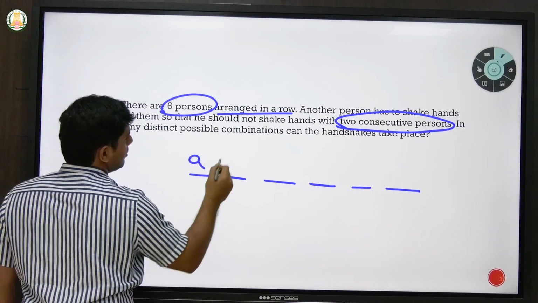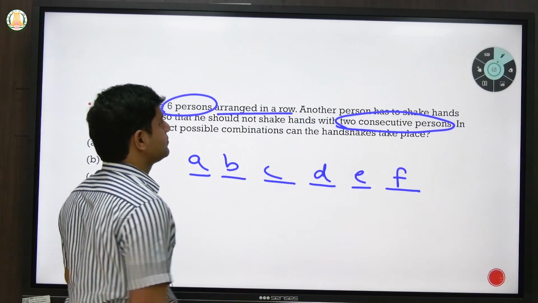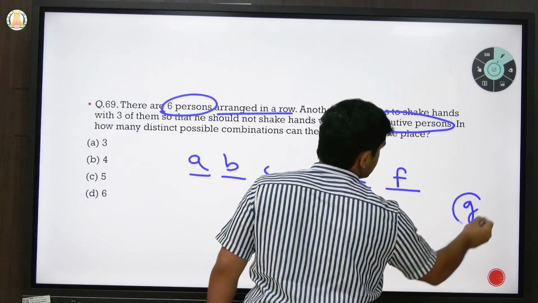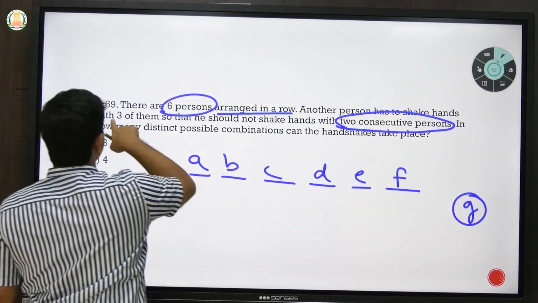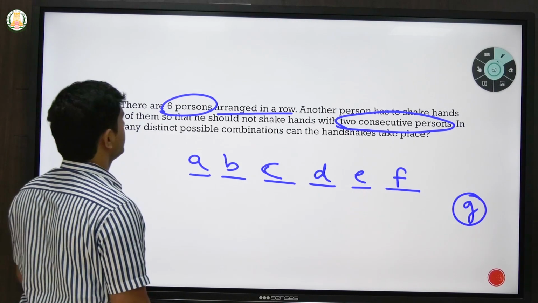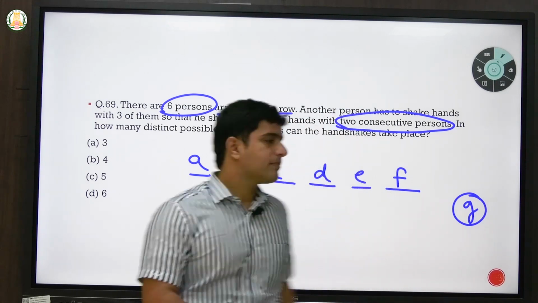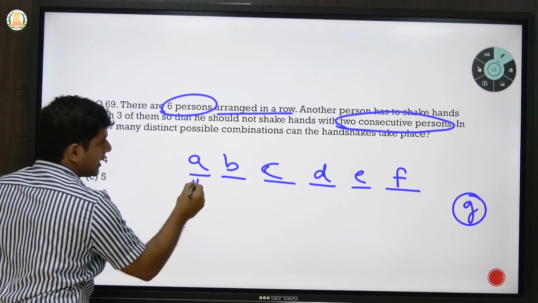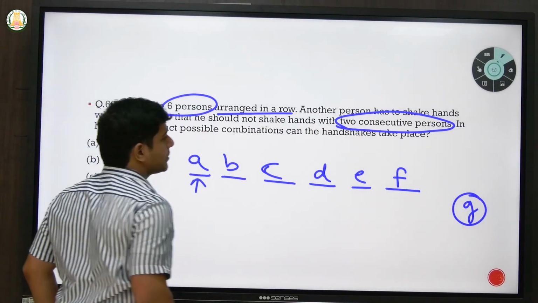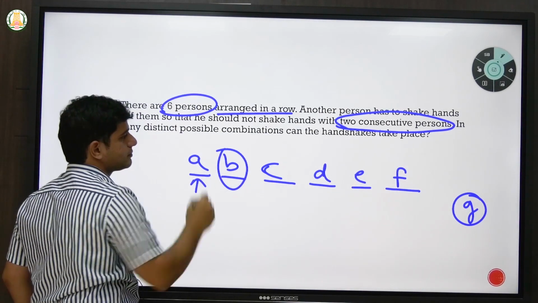Let's say A, B, C, D, E, F are the persons sitting in a row, and another person, let's say the next person is G. Some other person has to shake hands with 3 of them. So out of these 6, he has to shake hands with any 3 of them so that he should not shake hands with 2 consecutive persons. Let's say if G first shakes with A, then he can't shake with B, because it says do not shake with consecutive persons. He can shake with C, D, E, F when he shakes with A, but not with B.